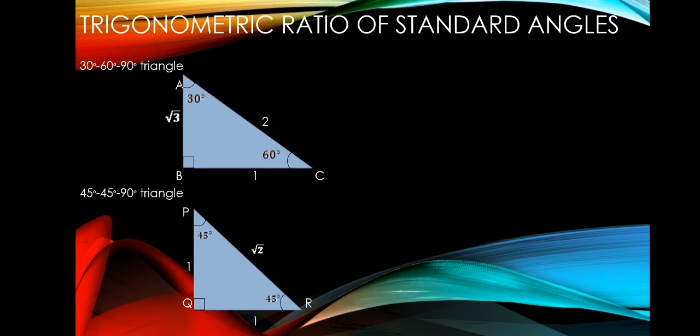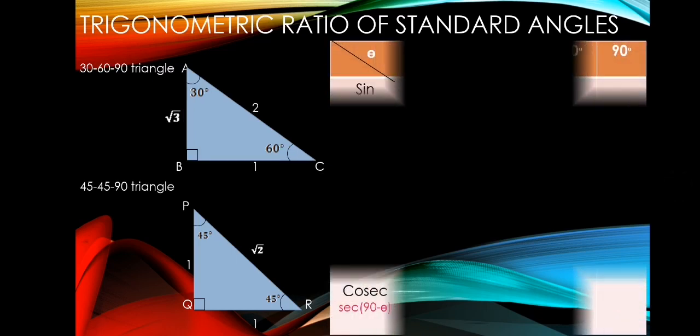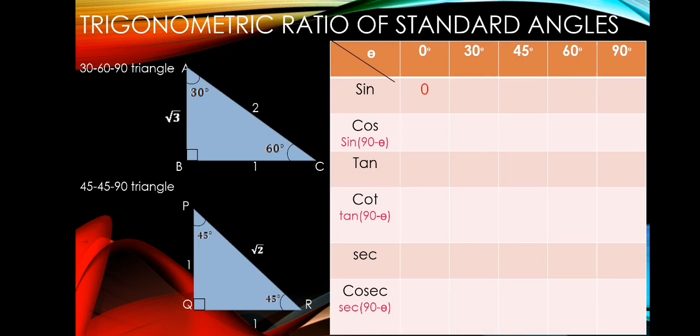So let's start with trigonometrical ratios. For this we will make one table. In this table we will just fill out the values. First one is sine and first angle is 0. So let's start with sine 0.